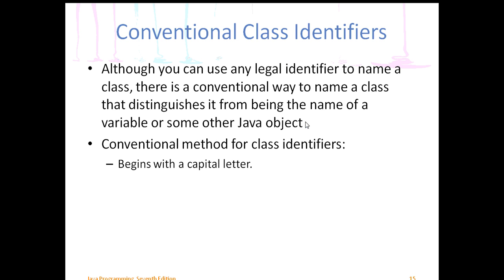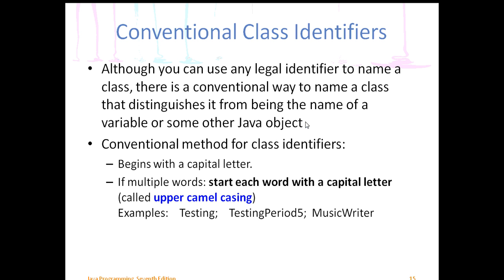And so the conventional method for class identifiers: besides being legal, it's got to begin with a capital letter. So what we're going to do is all class identifiers or names must begin with a capital letter. Again, the compiler won't care, but we will, because we want it to follow conventional methods. It has to begin with a capital letter, and if you have more than one word in the identifier, then you start each word with a capital letter.